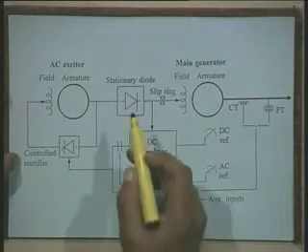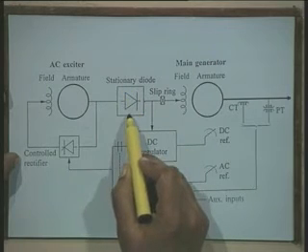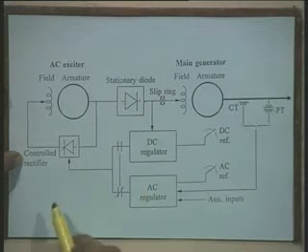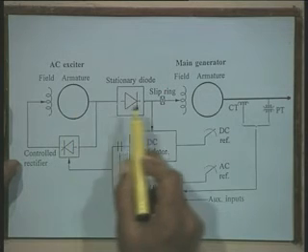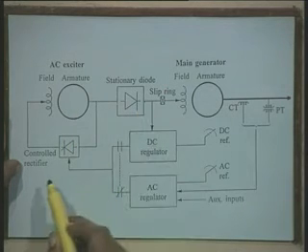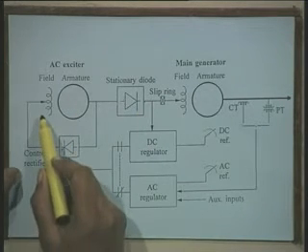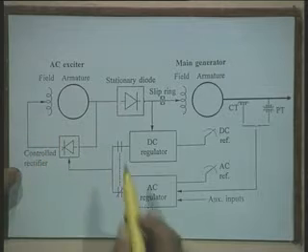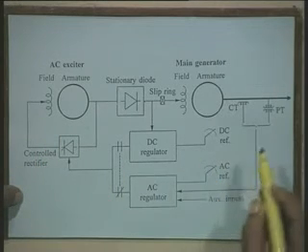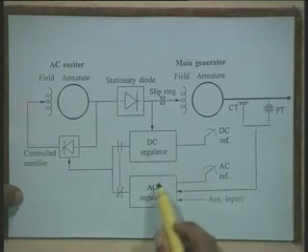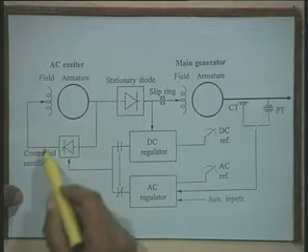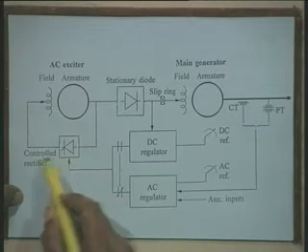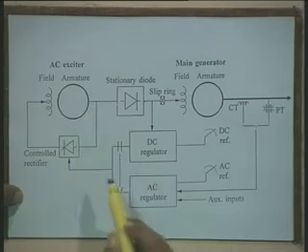Now, here when we use the non-control rectifiers, then the output of the exciter is regulated by controlling the field current of the AC exciter. Therefore, if you see here in this diagram, then the AC regulator acts to control the firing angle of the control rectifier, and it regulates the output of the AC exciter.